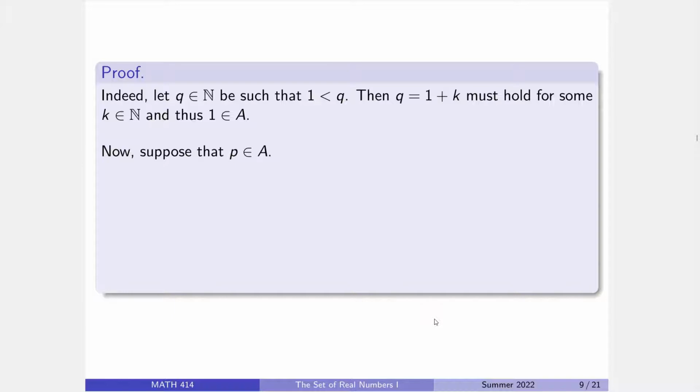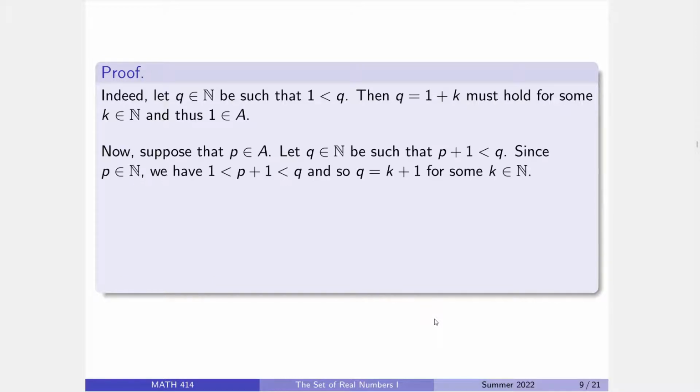Alright, now suppose p is in A, I want to show p plus 1 has to be in A. So take a q that's strictly bigger than p plus 1. Now p is a natural number, which means that it's greater than or equal to 1, so we know p plus 1 is strictly bigger than 1, so that means q has to be k plus 1 for some k.